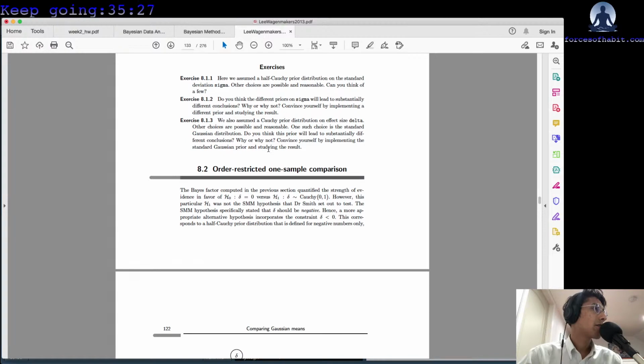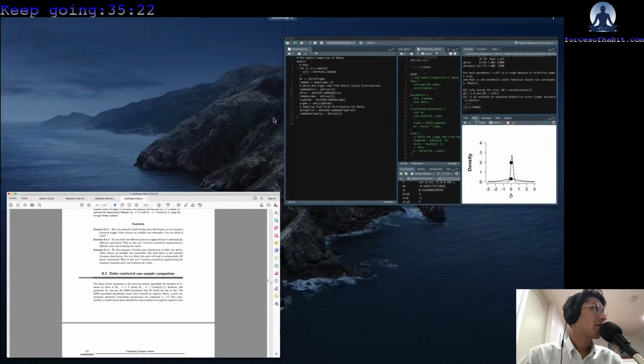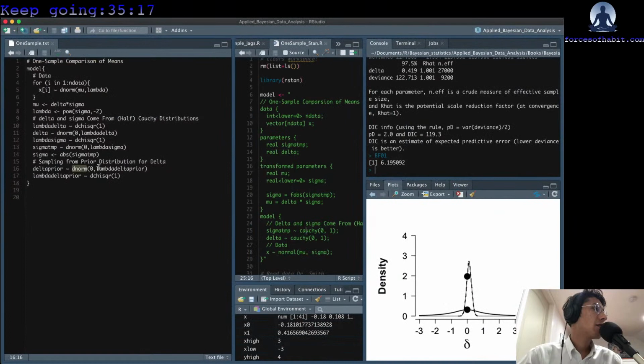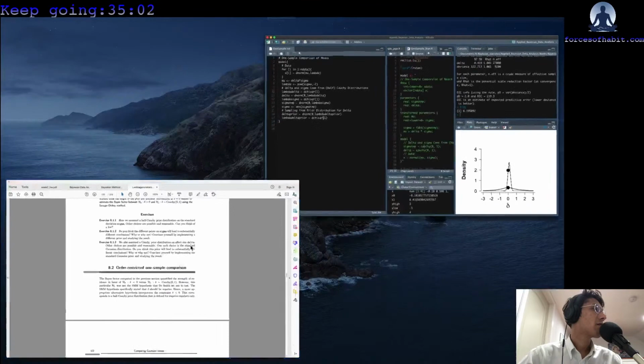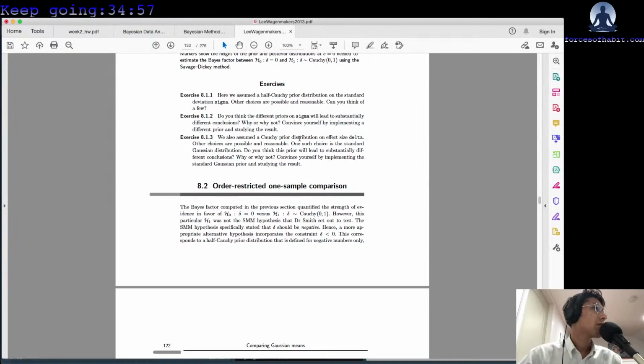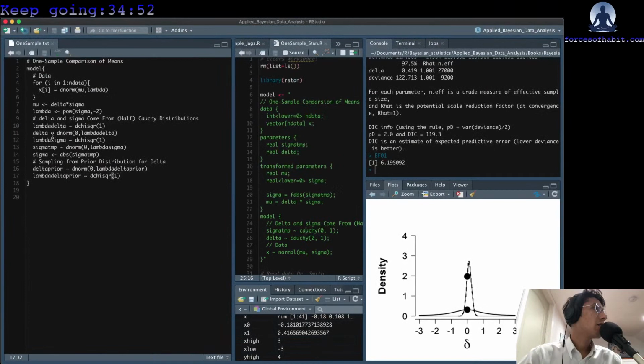So, that is just the delta prior. Effect size, delta, lambda delta. I mean, look, it's very similar.